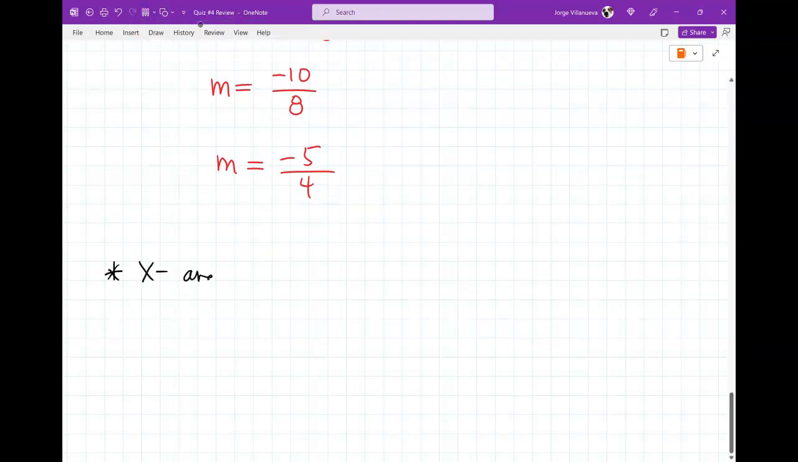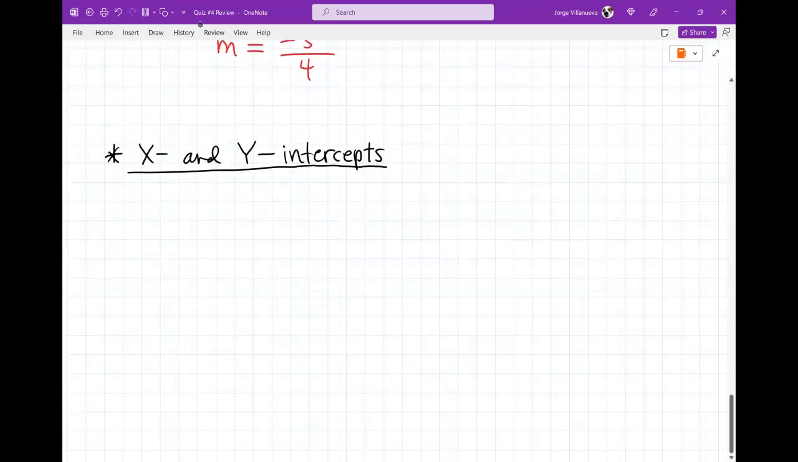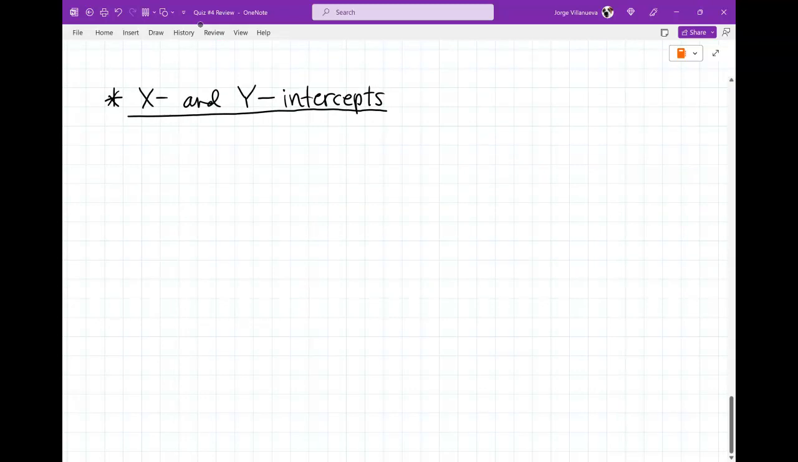X and Y intercepts. Now remember, the x and y intercepts are where the line crosses the x-axis, so we call it the x-intercept, and the y-axis, so we call it the y-intercept. Okay? So x and y intercepts. And the way you do this, and I'm just going to write it here, is you do diagonal zeros like this. Okay?